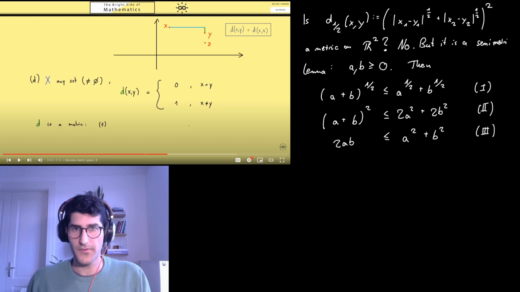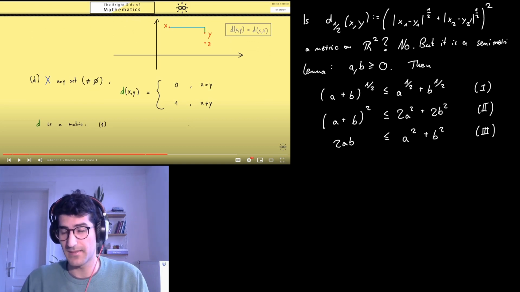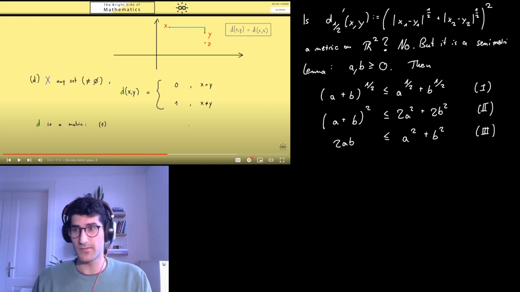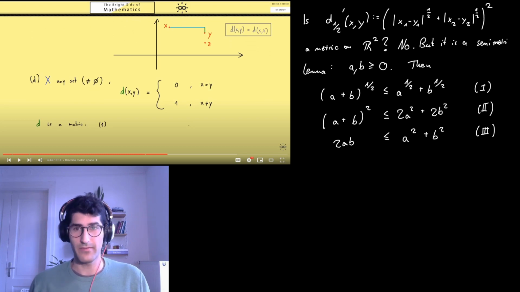So the first thing that you may check in here is, well, definiteness won't fail. You can do it in the same way you did it for the other metrics or for the Euclidean metric. It is definite. And of course, if you look at the definition, it is also symmetric. So d1/2 is also symmetric. So we are only going to look at the triangle inequality and see what we can derive here.